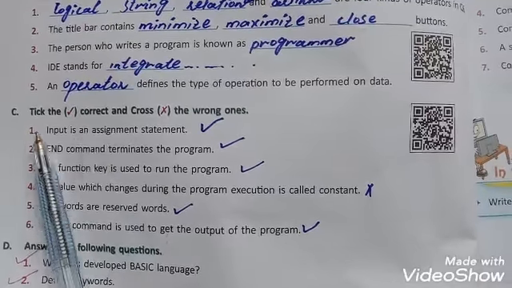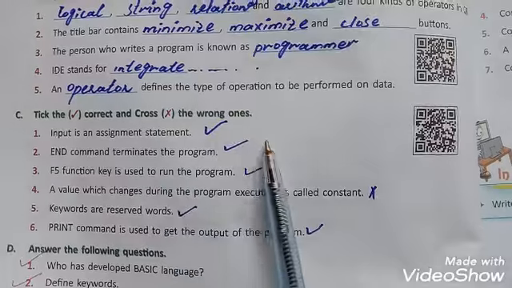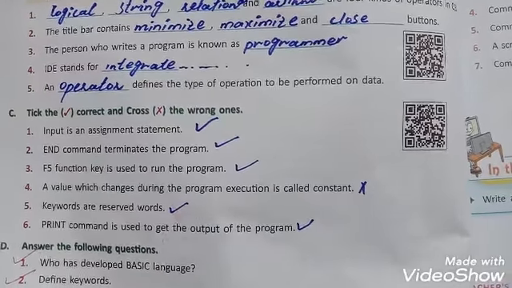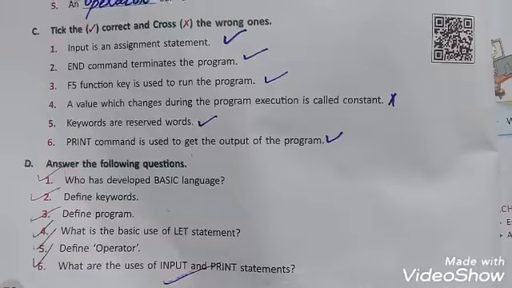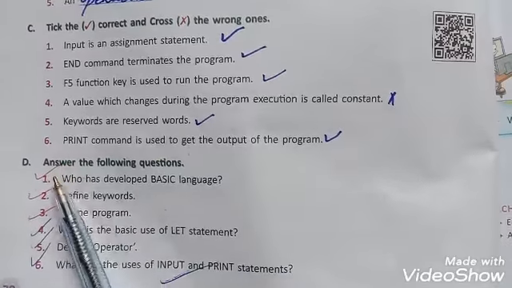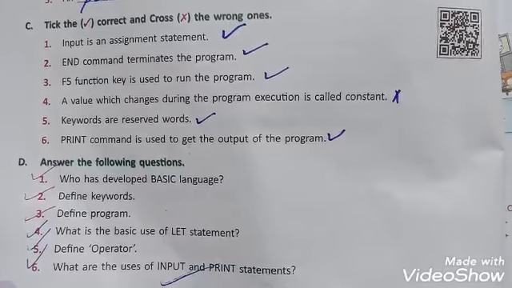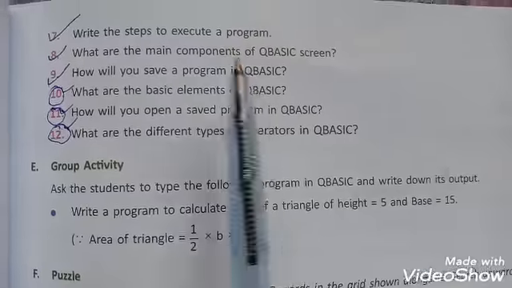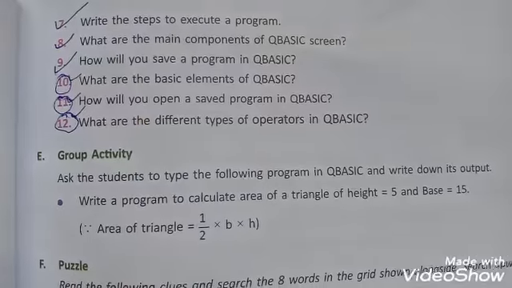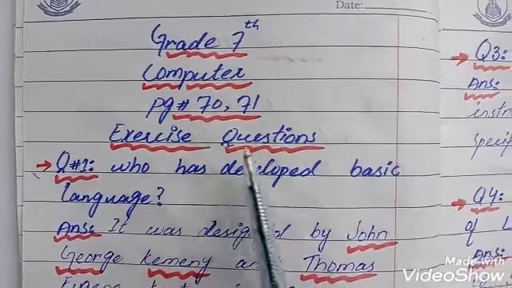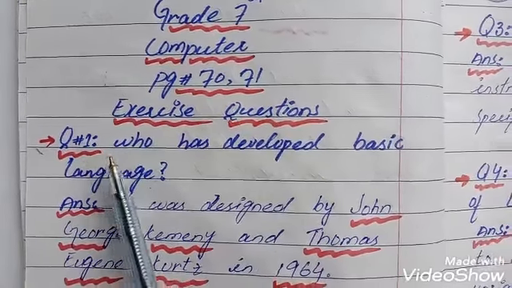Question number C. Tick the correct and cross the wrong ones. Question number D. Answer the following questions. These are the questions and answers of these questions are exercise questions. Question number 1.